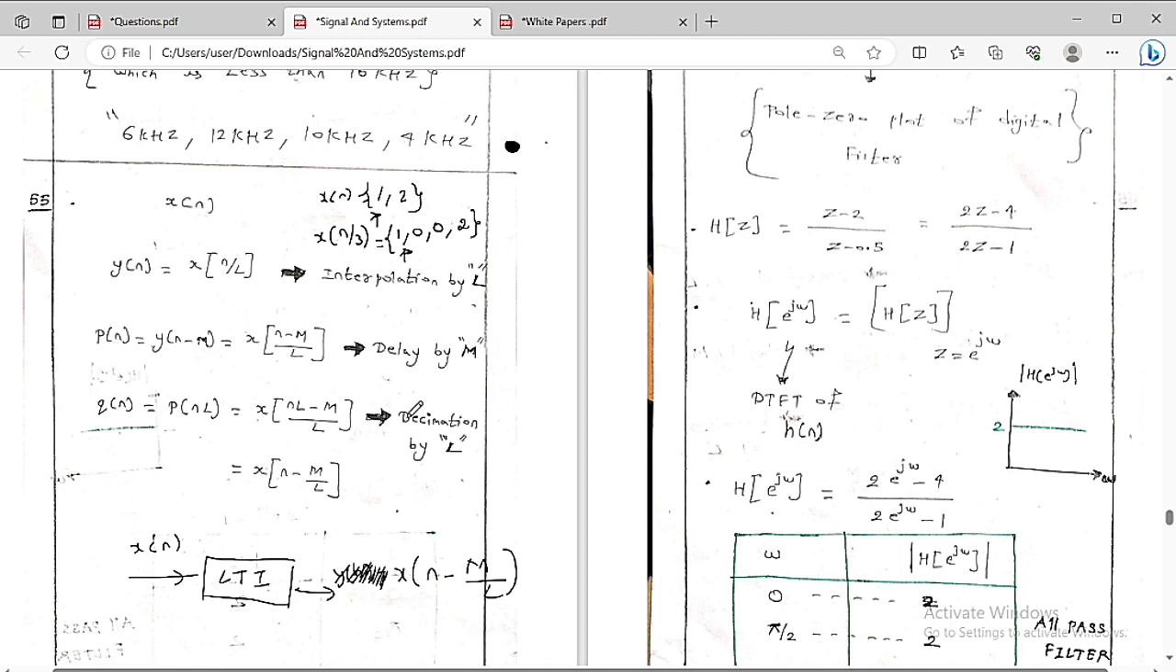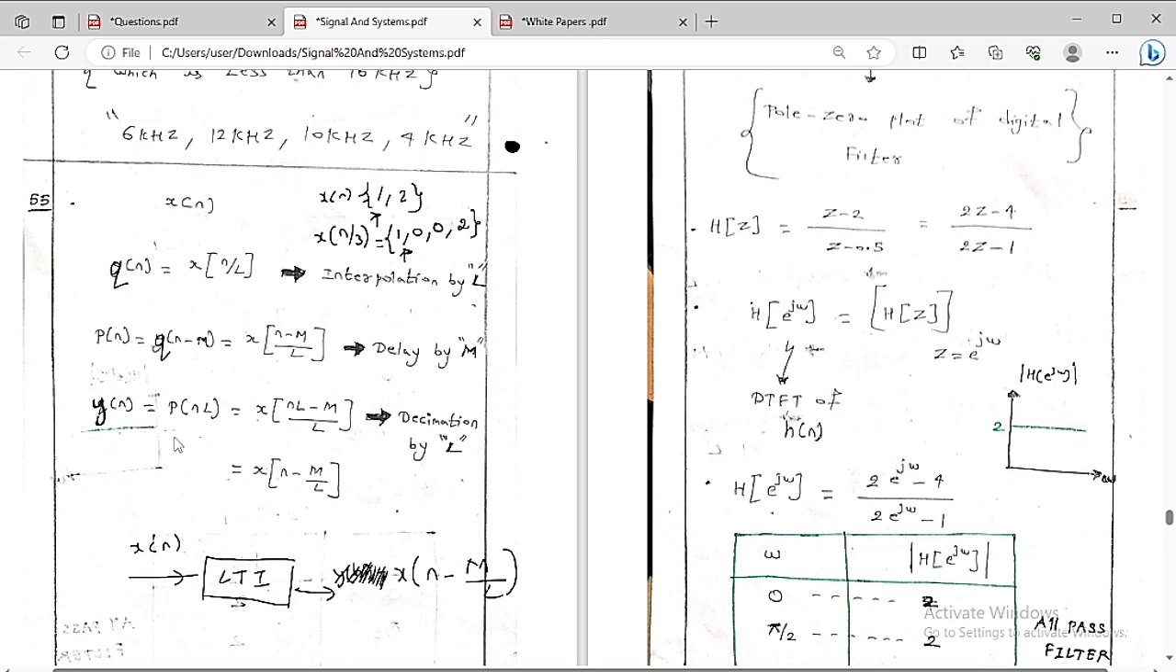Again, what I will do is decimation by L, meaning replace n by nL. Then what you are going to get is x of nL minus M by L. If we simplify, L cancels and we get n minus M by L. Actually, I have to consider this as Q of n. This should be Q of n and this should be Y of n. That is the actual thing here.